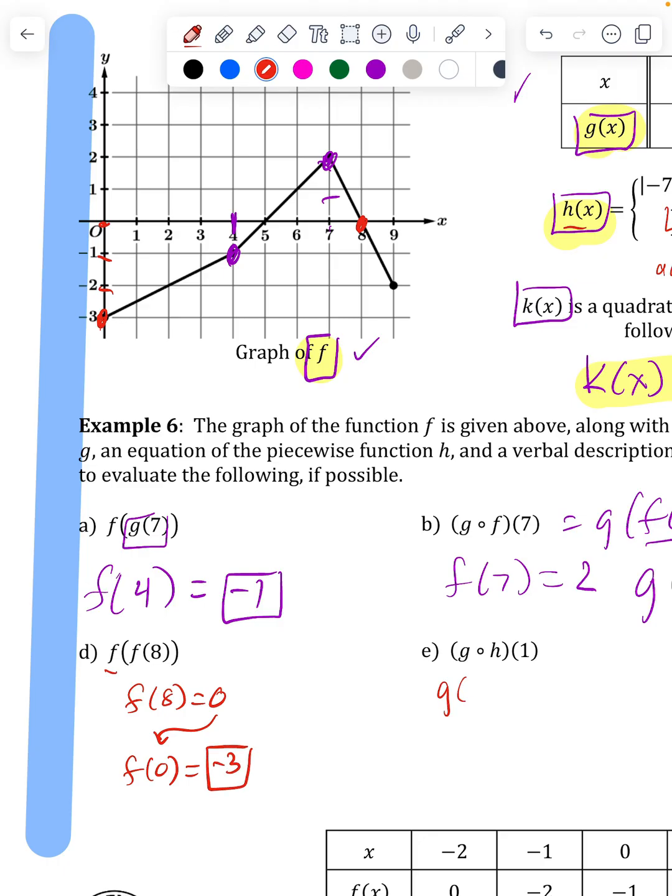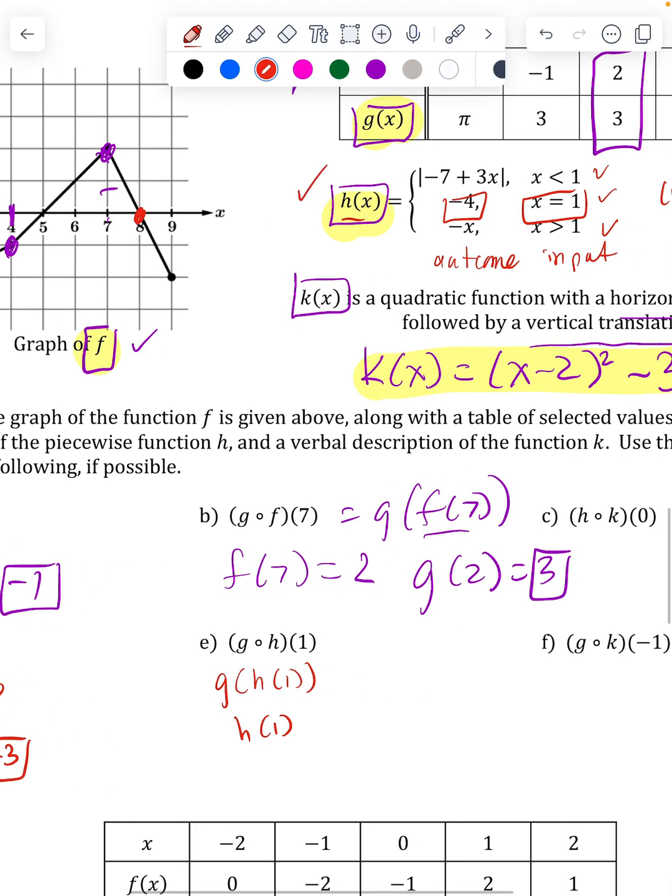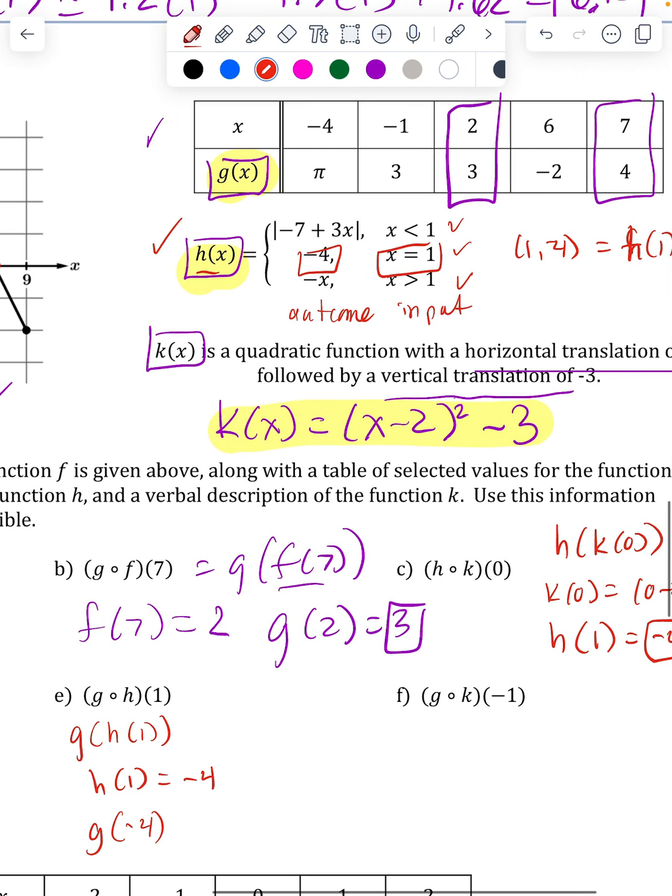This one is g of h of 1. So I start with h of 1. That is my piecewise function, and we already talked about the fact that h of 1 there is a -4. So I'll be finding g of -4. Well, g values are found on the table. So when x is -4, the outcome is apparently pi. So that is my answer there.